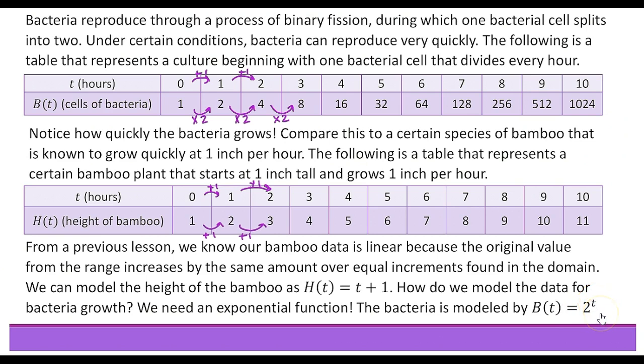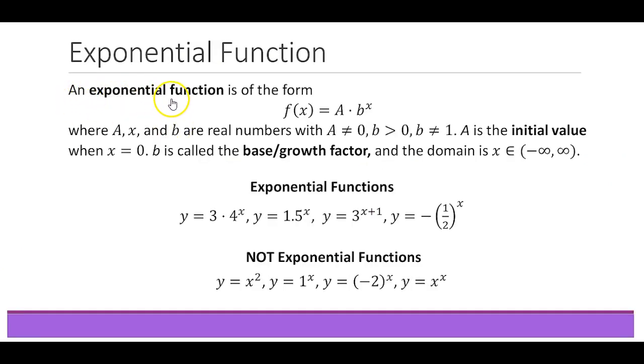And we'll look more closely now at a general exponential function. An exponential function is of the form f of x equals a times b raised to the power of x, where a, x, and b are all real numbers. A cannot be equal to 0. B has to be positive, but b cannot be equal to 1.